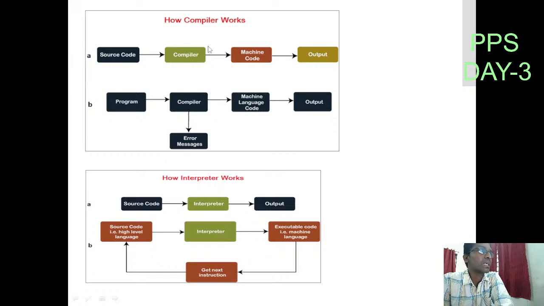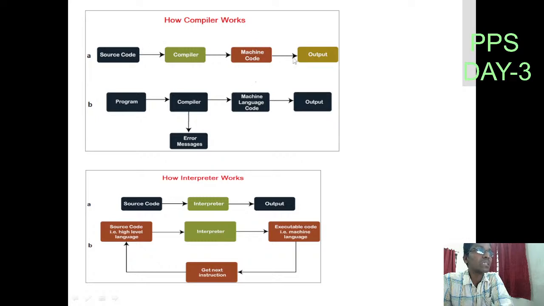So what is a compiler? The compiler converts your entire source code. That means the program you have written in a high level language will be converted into machine code, which is called object code. So at the time of compilation, your entire program is converted into object code.